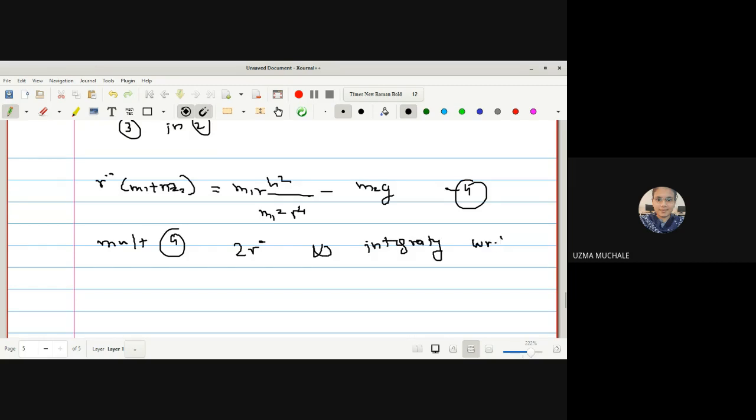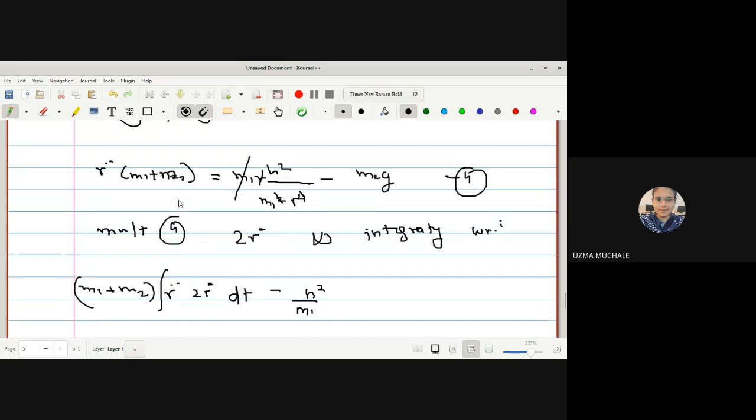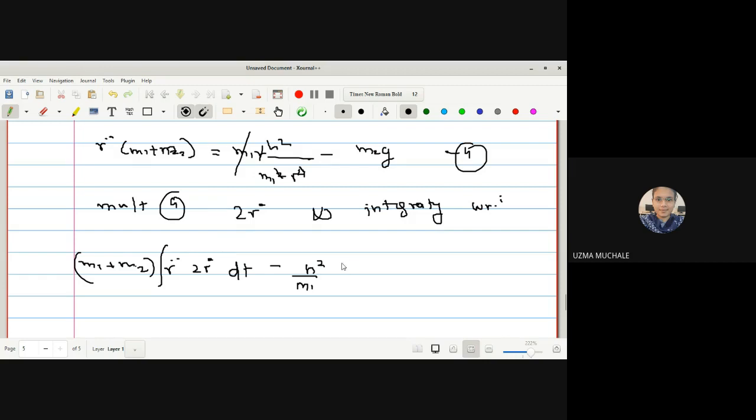with respect to t. We get m1 plus m2, as it is outside, and r double dot as here. m1 and m2 are constants, so I took them outside the integration. 2r dot integration with respect to t. Now minus, I will write this as h square by m1 as it is, because this m1 gets cancelled, as well as this r cancels with this, and we are remaining with r raised to 4, sorry, r raised to 3. As it is an independent coordinate, I have to take it inside.